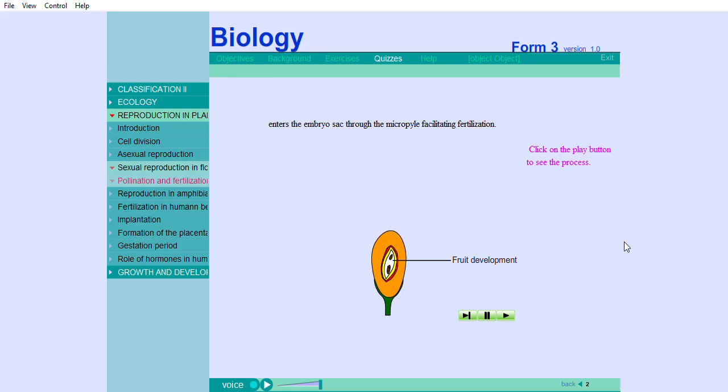One of the male nuclei fuses with the egg cell to form the zygote, which develops into an embryo, while the other fuses with the two polar nuclei within the embryo sac to form the triploid nucleus, which is the primary endosperm nuclei. The zygote undergoes mitotic division and develops into an embryo, which then develops into a seed. The ovary wall changes into fruit wall.